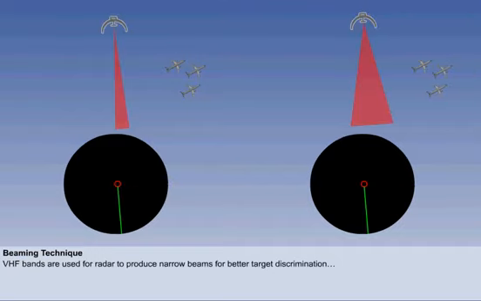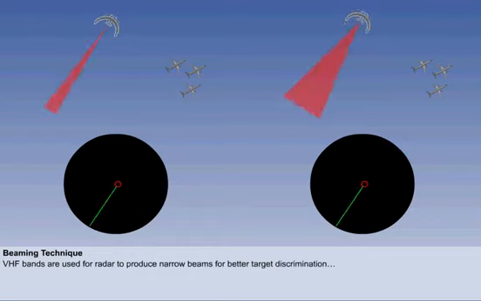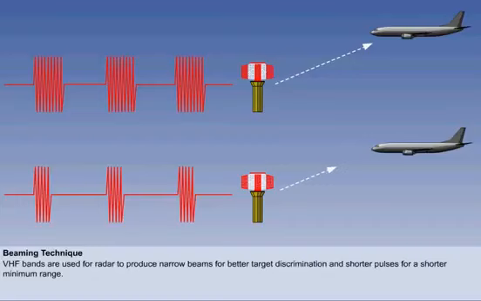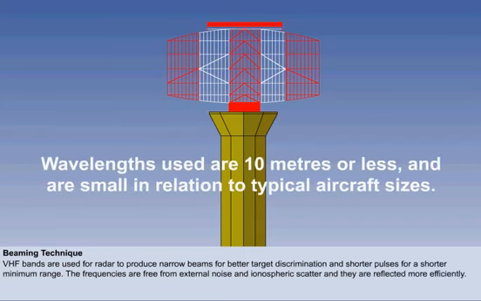Radar systems operate in the VHF frequency bands and above, firstly because the shorter wavelengths produce narrow beams which are effective for target discrimination and bearing measurement. Secondly, because the shorter wavelengths can produce shorter pulses and hence a shorter minimum range. However, the shorter the wavelength, the less the maximum range. Thirdly, these frequencies are free from external noise and ionospheric scatter. Finally, shorter wavelengths are reflected more efficiently.